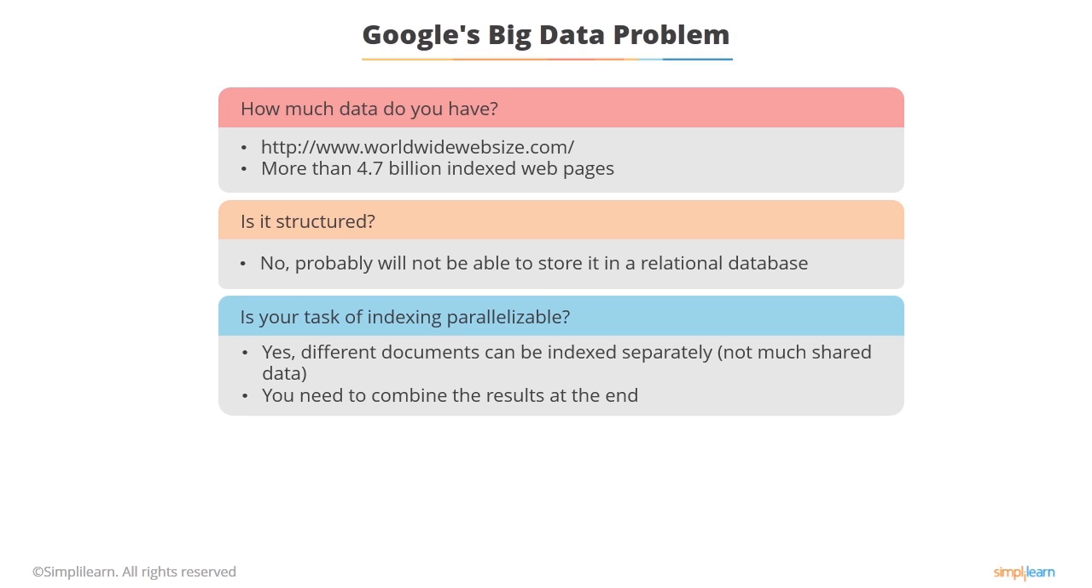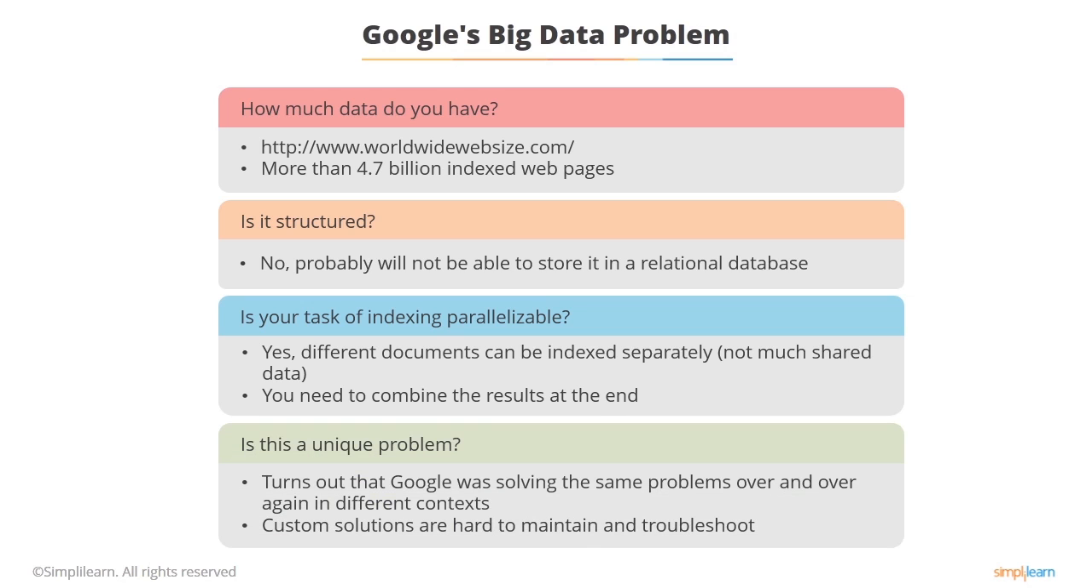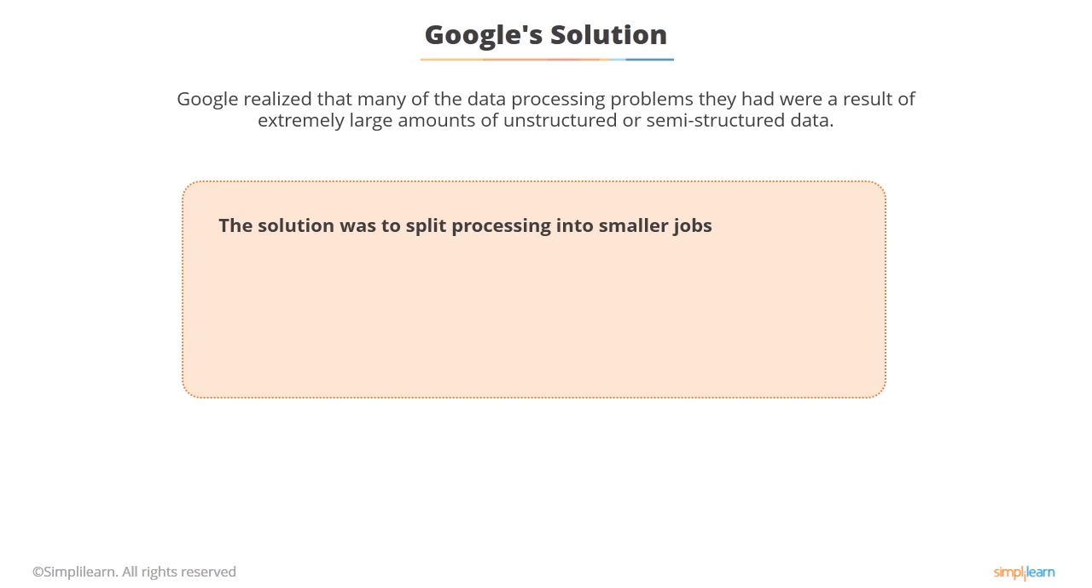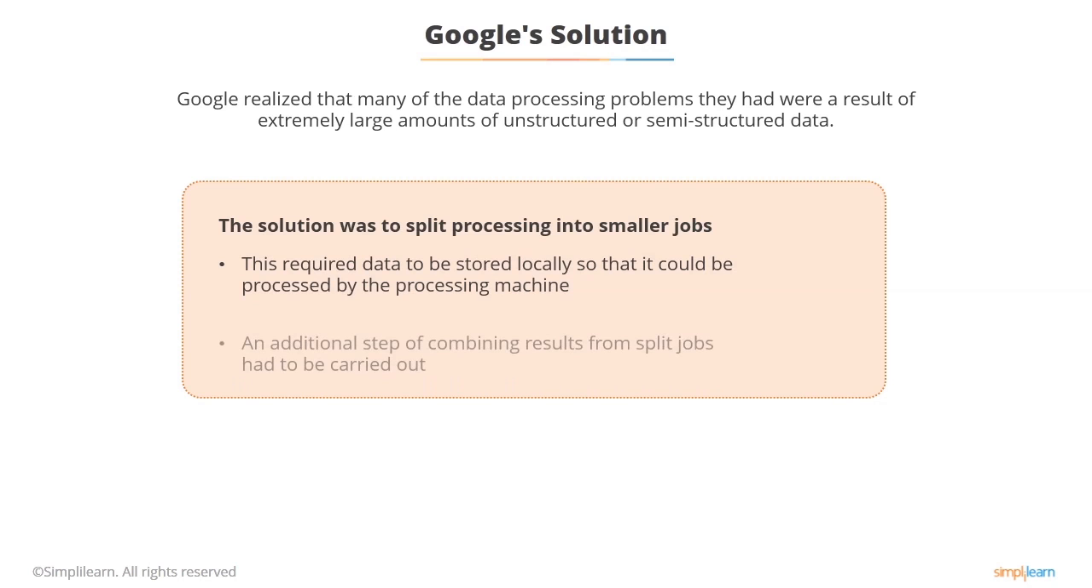And basically, it's not a unique problem, because many of these problems have been solved over and over again in different types of things. In fact, Google themselves had solved this problem several times over the course of their operation. If you make something custom, it's hard to maintain, whereas if we have a generic solution, that is much better. What are the problems they had to solve? We've got very large amounts of data. It's unstructured or semi-structured. We can split it into smaller jobs, but some processing needs to be done locally. How do we split up the job into smaller pieces and then bring it back together again?